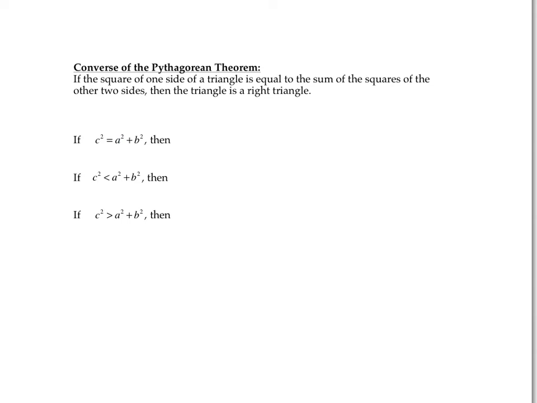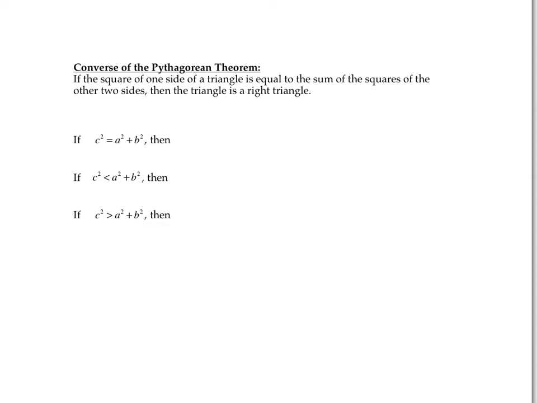Okay, so we know that if we are given a right triangle, we can use the Pythagorean theorem to find a missing side. But now we're going to take a look at trying to prove whether or not a triangle is a right triangle based on the sides. So it's kind of like working in reverse, because we have the converse of the Pythagorean theorem, which says if the square of one side of a triangle is equal to the sum of the squares of the other two sides, then the triangle is a right triangle.